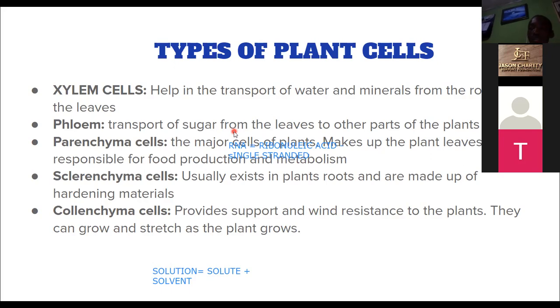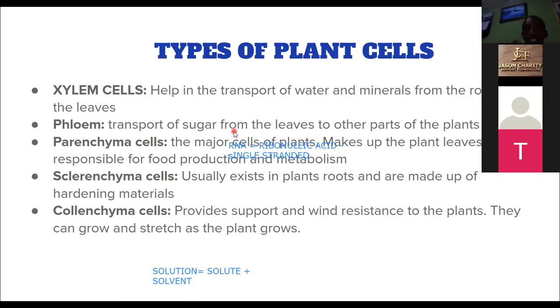That's why when transpiration occurs, transpiration is the process of the leaves losing water to the environment. The reason why the leaves can lose water is because xylem cells have transported water to the leaves. Did you get it? Xylem cells are the cells responsible for the transport of water and minerals to the leaves.